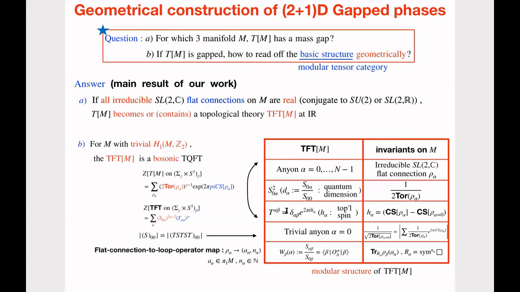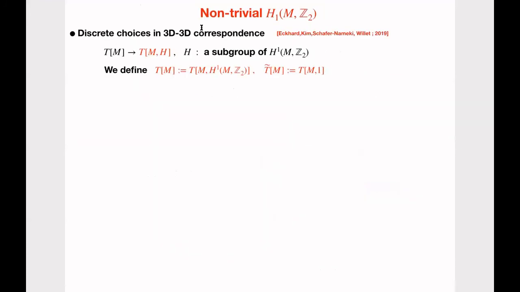So this is the main result. I also briefly mentioned the non-trivial Z2 homology cases. For those cases, the 3D theory is not fully determined by the choice of the three-manifold, but also depends on the choice of H, where H is a subgroup of the Z2 homology group.